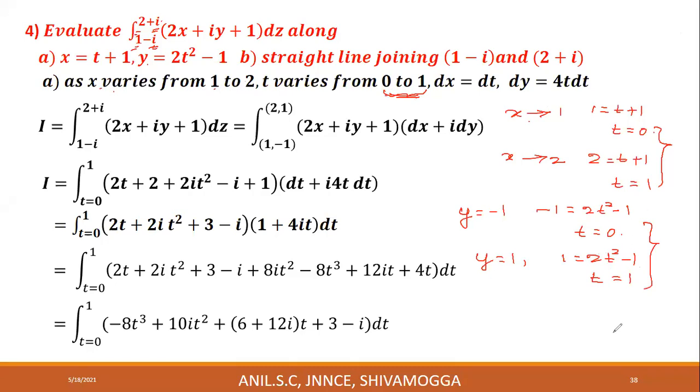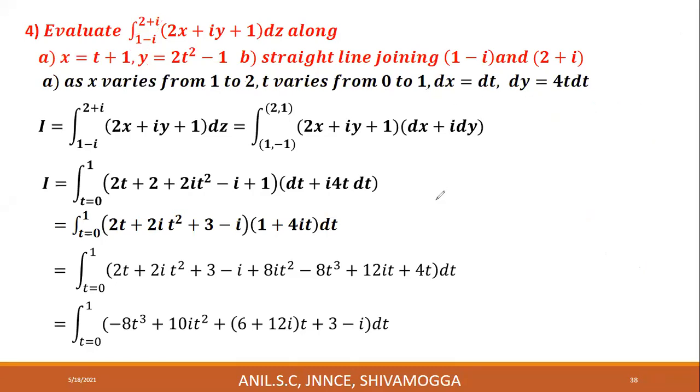Now substitute. The given integral is from 1 minus i to 2 plus i of (x plus iy plus 1) dz, and we know that dz is equal to dx plus i dy. Writing 1 minus i is the same as writing (1, minus 1), because every complex number can be regarded as an ordered pair of real numbers. Therefore, 1 minus i means (1, minus 1), and 2 plus i means (2, 1). The integral of (2x plus iy plus 1) into (dx plus i dy). This is the integral.